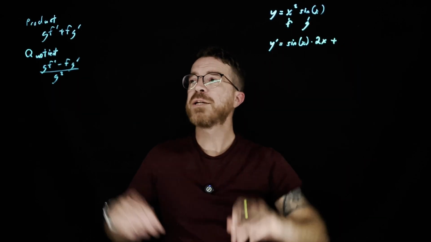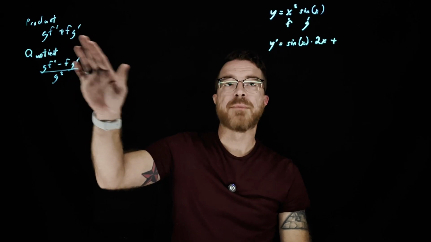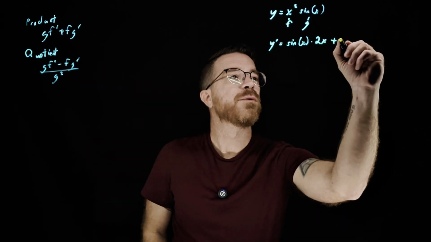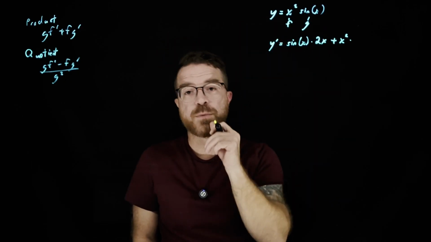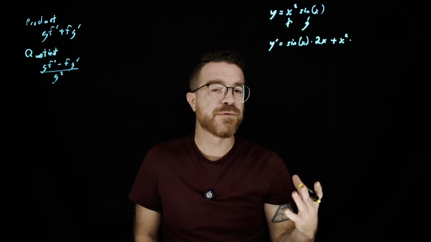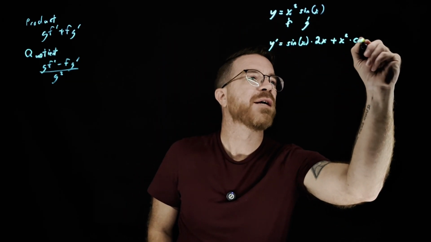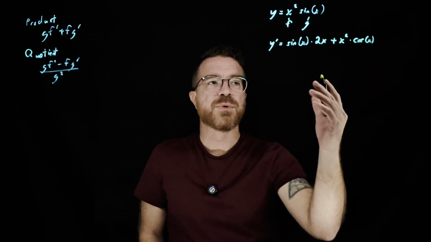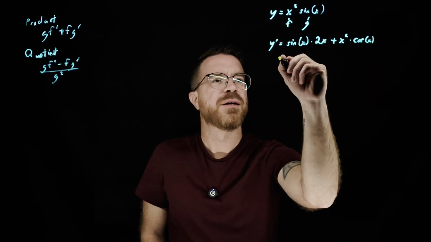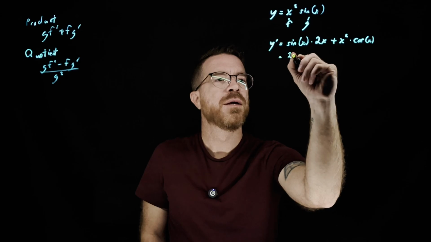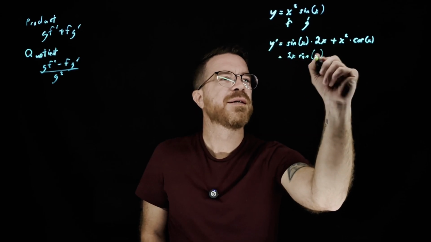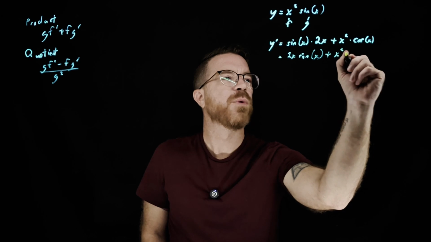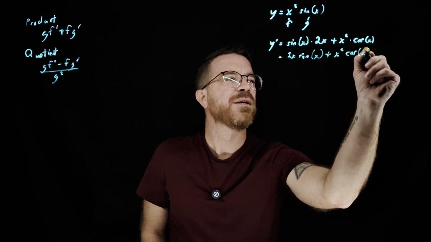Now for our second term, we have f g prime. We want to leave our f alone, so this is going to be x squared. And then we want to take the derivative of our g of x, which is sine of x. We take the derivative of that, we get cosine of x. And then, of course, just rewriting this to have the x's in the front, this is going to be 2x sine of x plus x squared cosine of x.